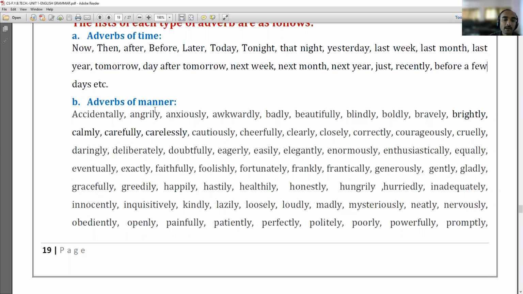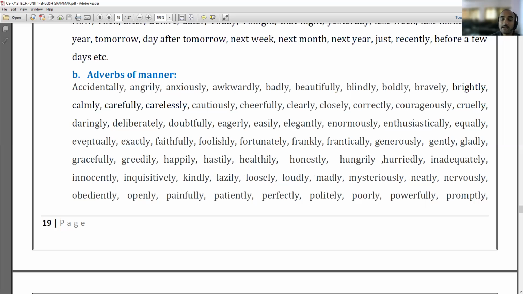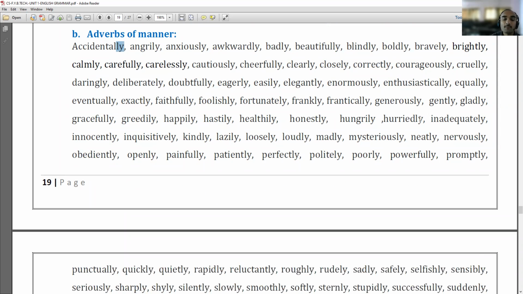देन सेकंड वन इज ऍडवर्ब ऑफ मॅनर. सो वी कॅन इझिली आयडेंटिफाय इट विथ ly सफिक्स. आपण ऍडवर्ब ऑफ मॅनर हे कसं ओळखतो? तर जेव्हा एखाद्या शब्दाला ly हा सफिक्स आला किंवा लावला जातो, तेव्हा त्या शब्दाला काय म्हणतात? ऍडवर्ब ऑफ मॅनर. फॉर एक्झाम्पल, ऍक्सिडेंटली अपघाताने, अँग्रीली रागाने, अँशियसली म्हणजे काय म्हणतात त्याला, जागेपणाने किंवा जागृतपणे, ऑकवर्डली म्हणजे शर्मेने, बॅडली, ब्युटिफुली, ब्लाइंडली. सो these are the words ending with ly suffix, and that's why they are called as the adverbs of manner. Okay.